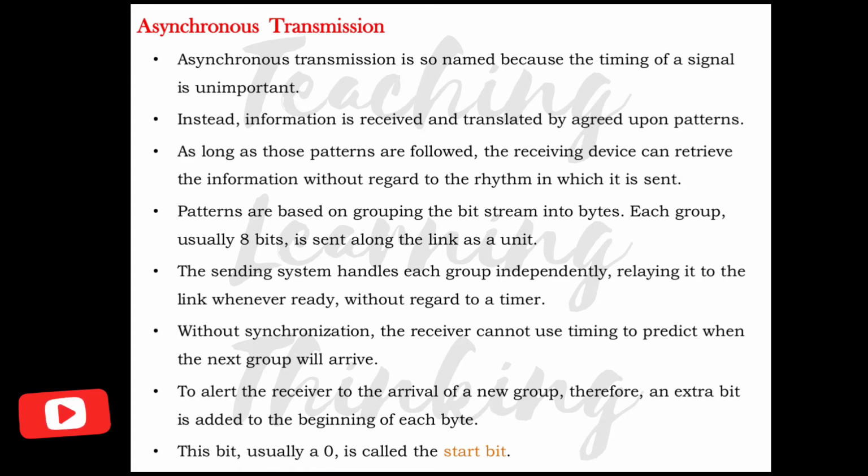The sending system handles each group independently, relaying it to the link whenever ready, without regard to a timer. Without synchronization, the receiver cannot use the timing to predict when the next group will arrive. To alert the receiver to the arrival of a new group, an extra bit is added to the beginning of each byte. This is usually 0, and is called the start bit.